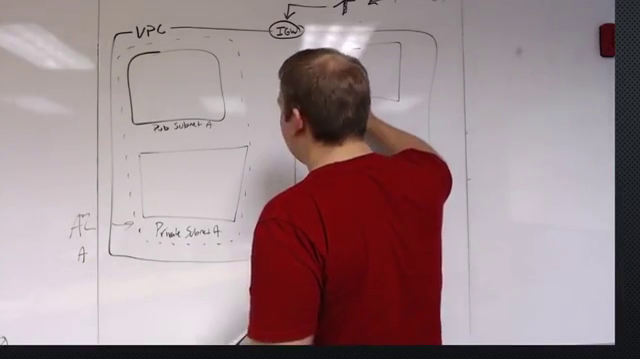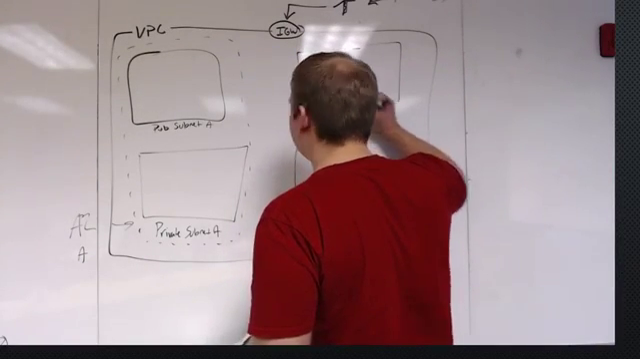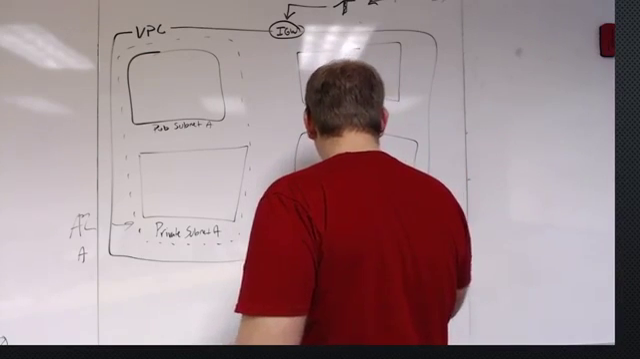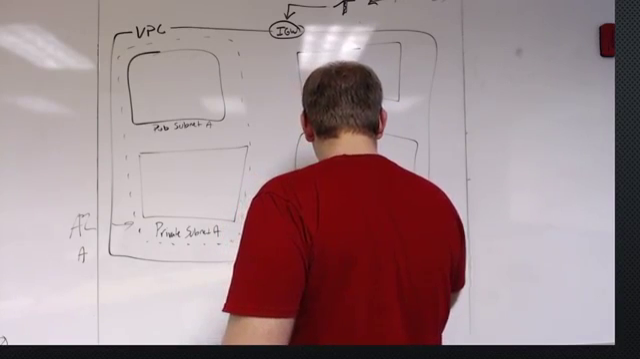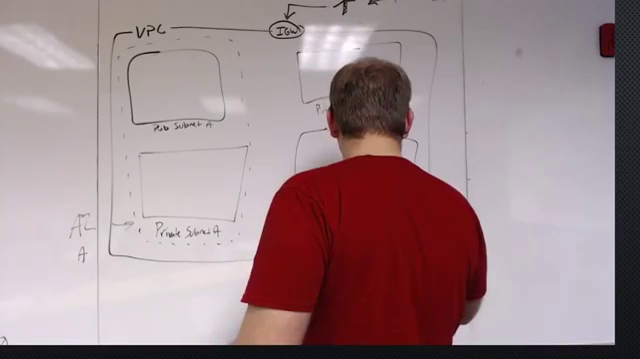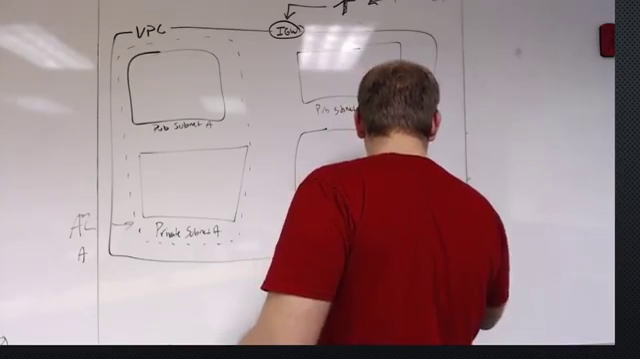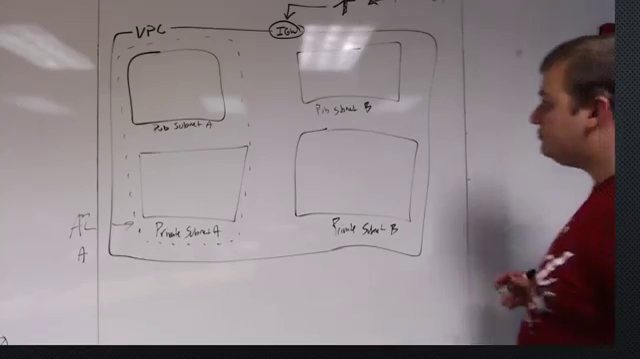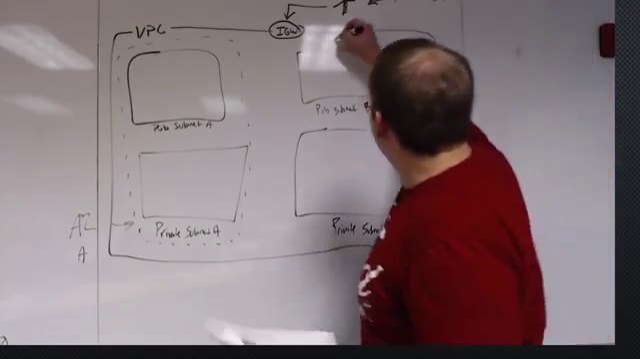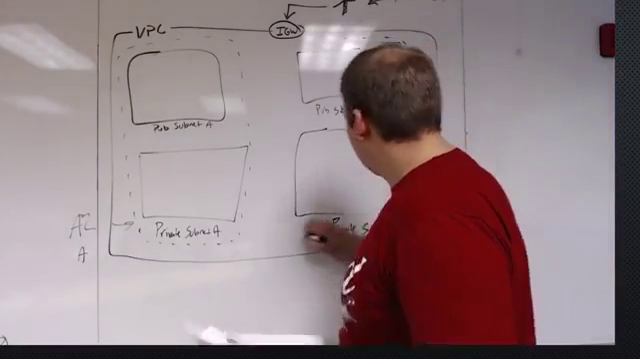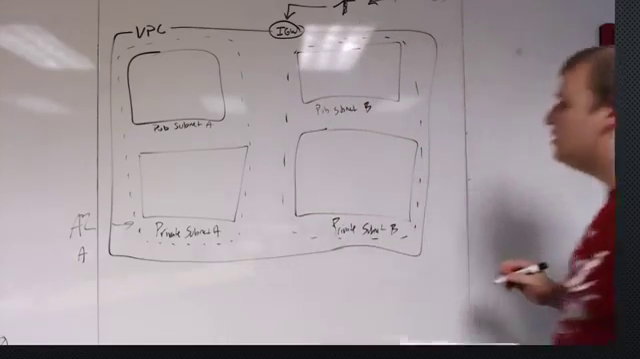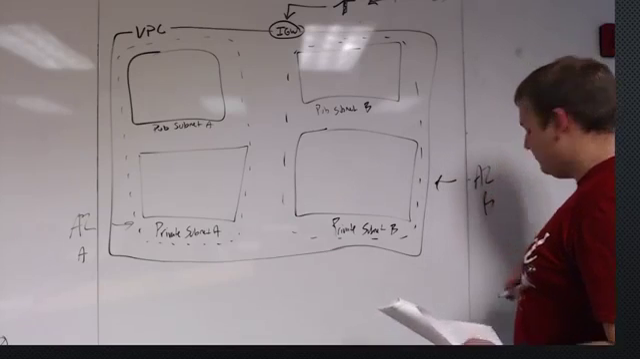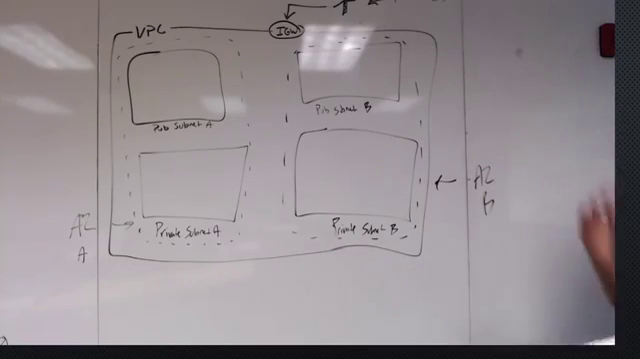We're going to have our public subnet B and private subnet B. Okay, and these are in their own availability zone, AZ B. So what makes a subnet public or private?